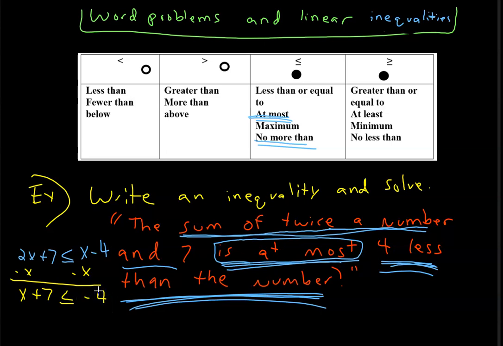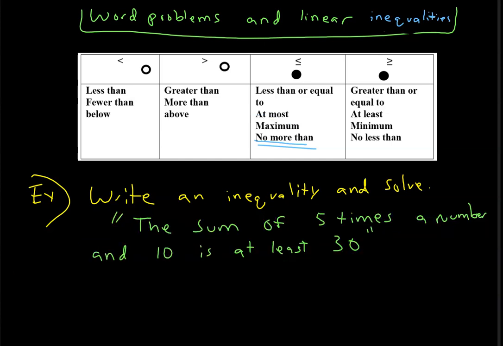And my next step would be to subtract 7. So I'm going to subtract 7 from here and subtract 7 from there. So x is less than or equal to negative 11. So that will be the inequality, and now we've solved it. x will be less than or equal to negative 11. I'll get that as a note. I'm going to give you a new one.